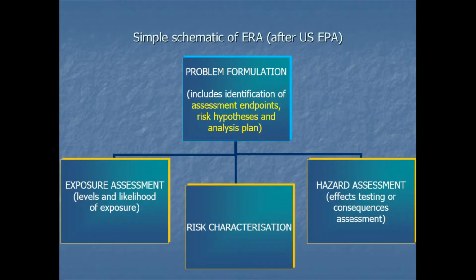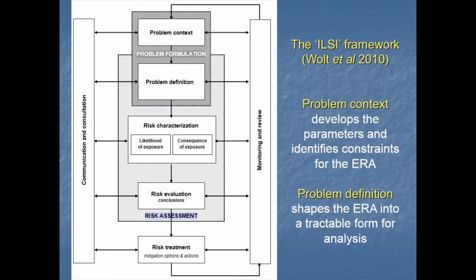And the schematic of the environmental risk assessment after the US EPA shows you where problem formulation sits in all this process. Right at the beginning here, it's sort of hazard identification plus a few other things. And I'm going to use some of these terms just to illustrate the way in which it's approached. Okay, so you've still got exposure, hazard, and risk characterization. This particular one, which I call the ILSI Framework, is just a more complicated version of that, which divides this process into the context of the problem and the definition of the problem. But it's essentially the same. It helps you to characterize the risk by looking at the likelihood of exposure and the consequences of exposure.